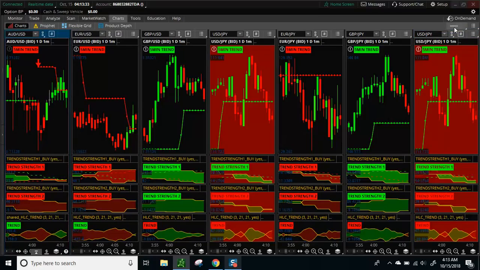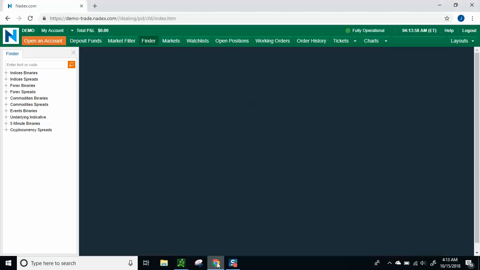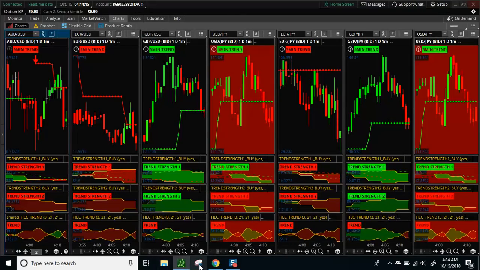Now these are your 7 currency pairs. You have the Aussie USD, the Euro USD, GBP USD, USD JPY, EUR JPY, GBP JPY, USD JPY. On your Nadex platform, when you go to trade the 5-minute binaries, you're looking here. You click on 5-minute, you click on Forex. Here's all 7 currency pairs. I put them in the same order on your Thinkorswim platform that they are on your Nadex platform to make it easier.